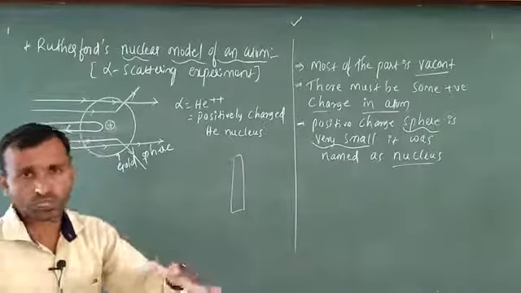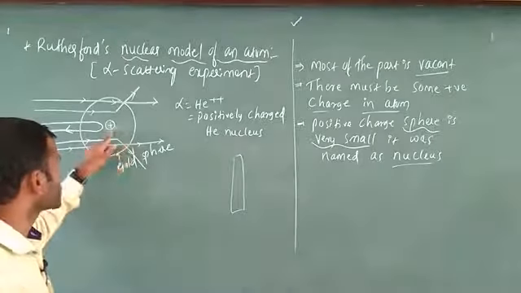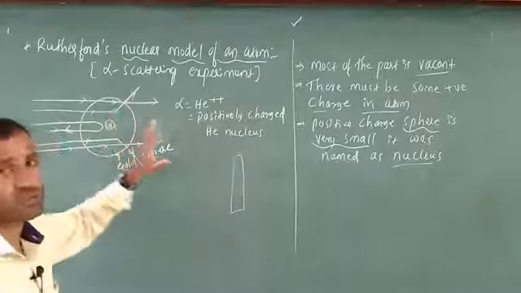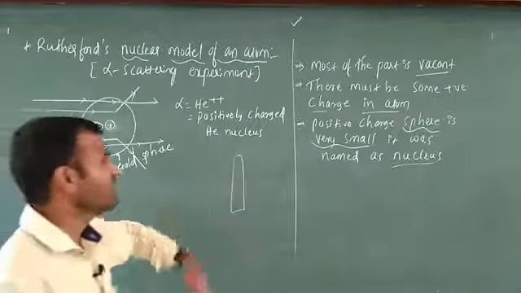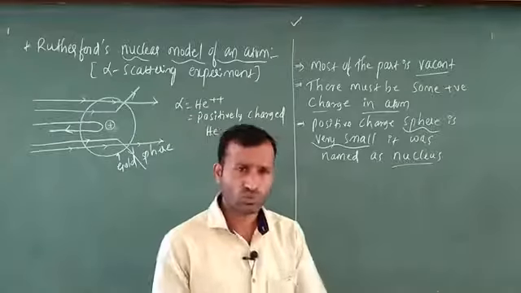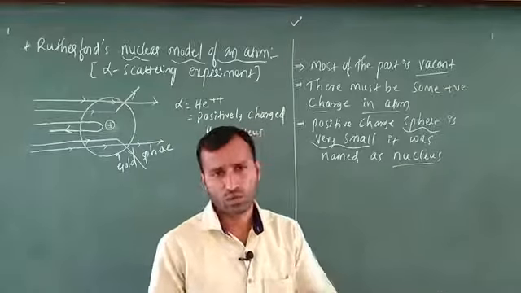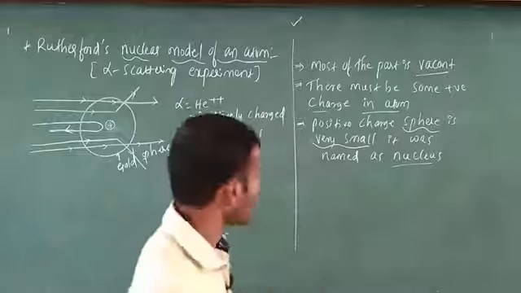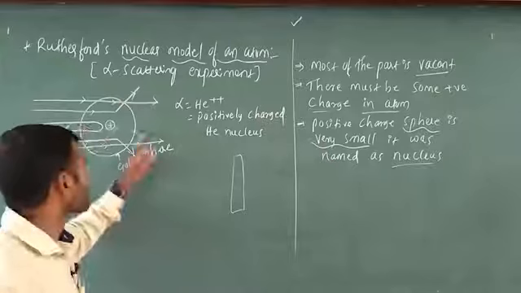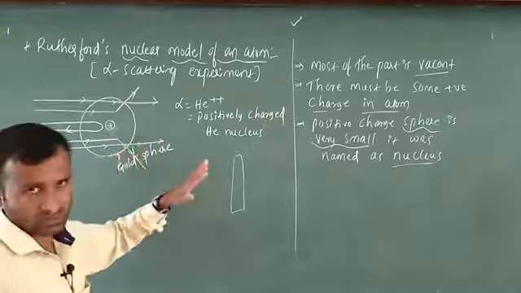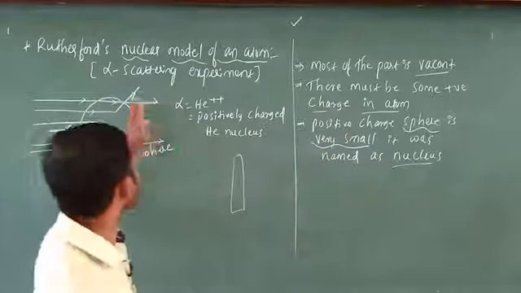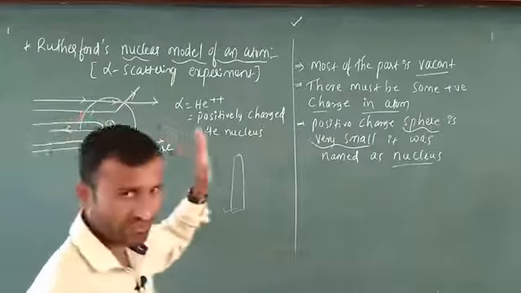Always remember this point: the positive charge value is always less compared to this outer sphere. After that, there is one formula: the volume of a sphere, 4 by 3 pi r cube, he is going to use. Finally we get a final conclusion. The important point is that this positive charge has a very small value compared to this outer sphere. That is the conclusion of the Rutherford model of an atom.